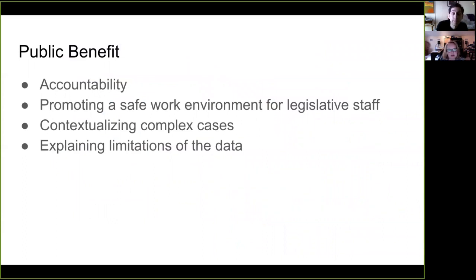Public benefits of this database include accountability of Congress members, hopefully promoting a safe work environment for legislative staff, contextualizing complex databases, and once we put the data together and begin to see the limitations of the data, explaining those limitations as well.